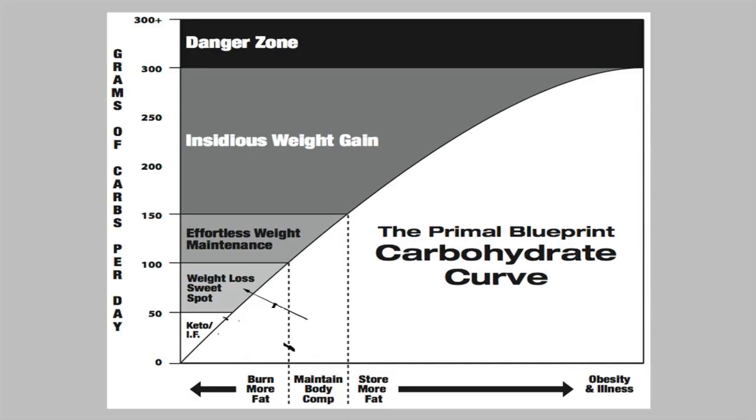This graph in Mark Sisson's book, The Primal Blueprint, compares carbohydrate intake with weight. Consuming less than 150 grams of carbs a day enables one to maintain a stable weight. More than that, and you gain weight. One burns more fat and will lose weight when the carbohydrate intake is less than 100 grams. Unfortunately, Americans today consume between 300 and 500 grams of carbs a day.